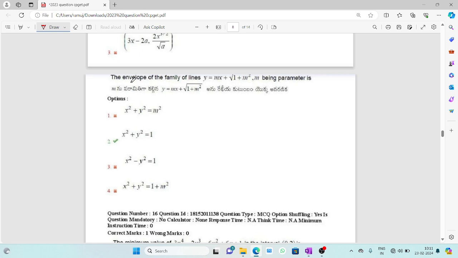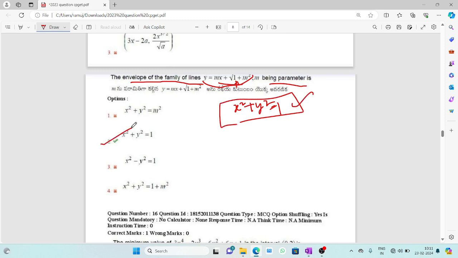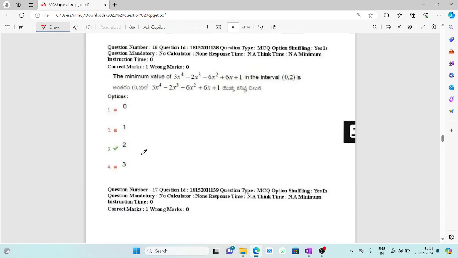And this one is about the envelope of a family of lines y is equal to mx plus under root of 1 plus m square, m being a parameter. So here the c value is 1. The envelope is the radius for this given function, so you get the unit circle. You can directly say that by a simple trick. We will get the unit circle for these types of questions, so the second one is the correct option.